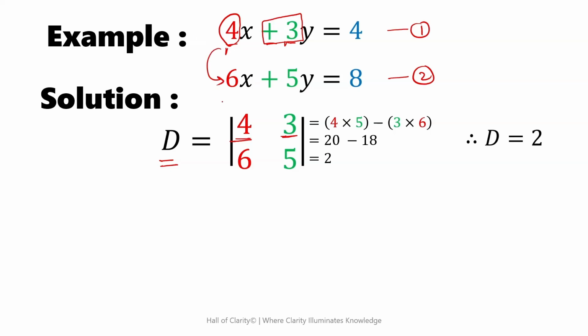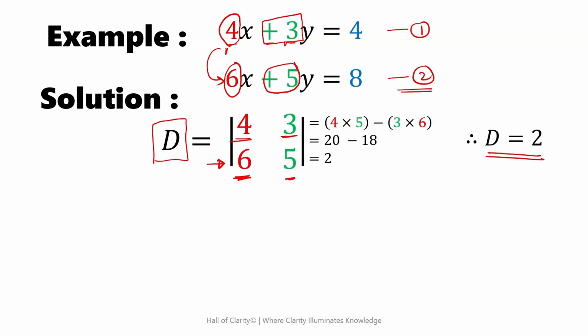Similarly, I will write the coefficient of x, that is 6, and the coefficient of y, that is 5, which belong to equation number 2, in the second row. So this is the coefficient of x and coefficient of y of the second equation, which is written in the second row. So in this way, we write the value of determinant D. Now, after solving this, the value of determinant D is 2.